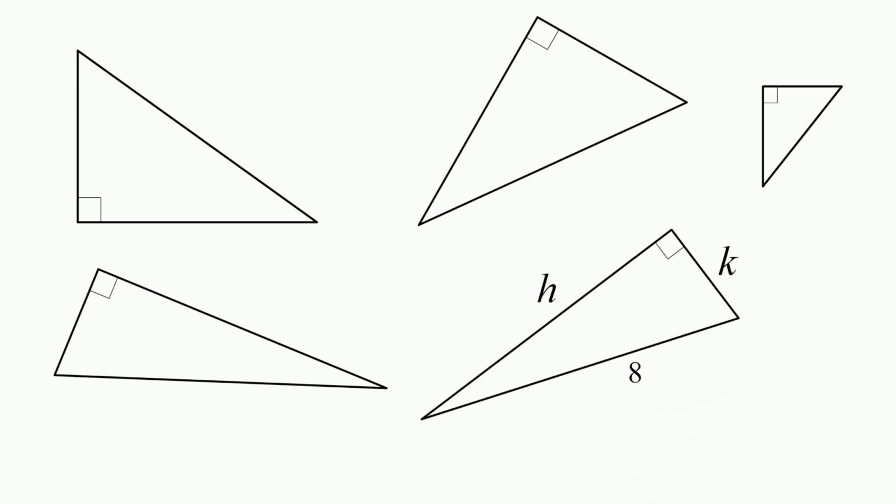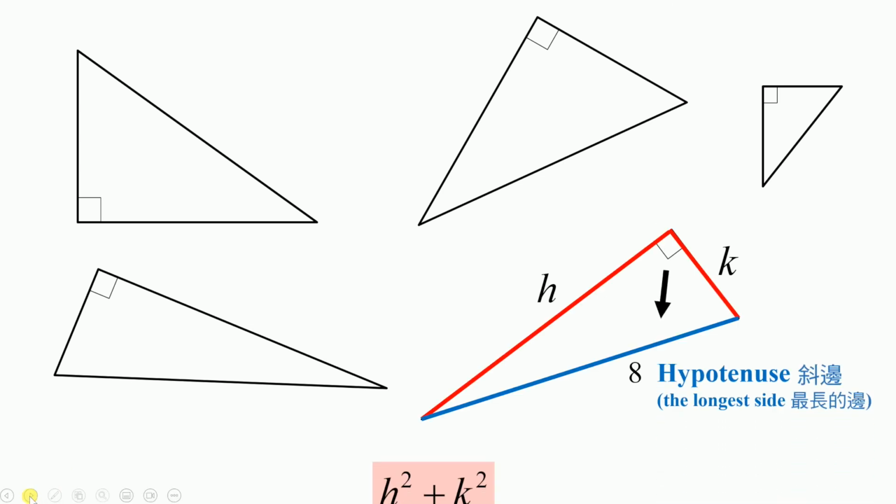For example, with this triangle with sides h, k, and 8. In this triangle, the longest side is the one opposite to the right angle, which is the hypotenuse. In here, it is 8. And the shorter sides are h and k. So according to Pythagoras' theorem, we can say that h squared plus k squared equals 8 squared.